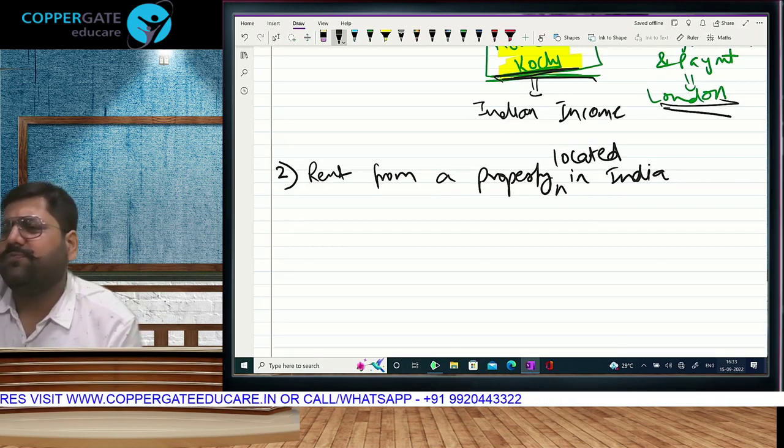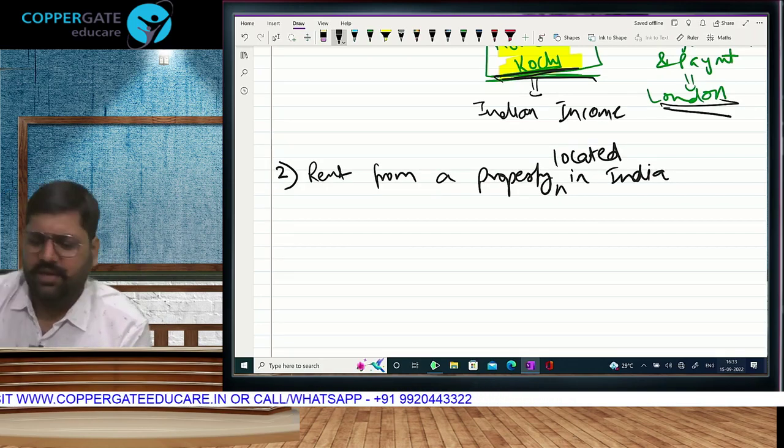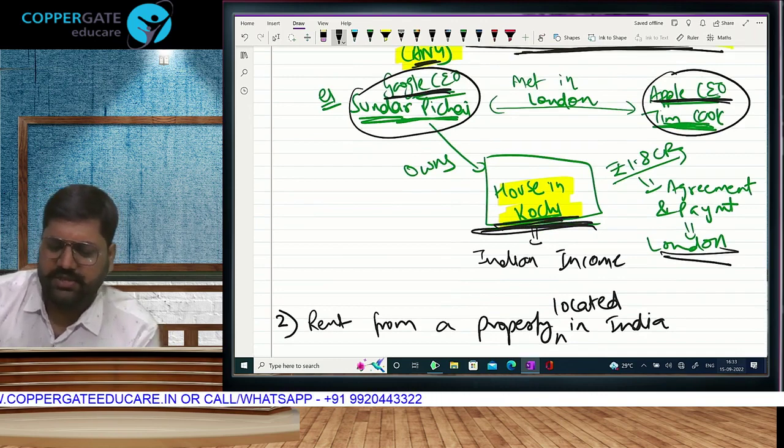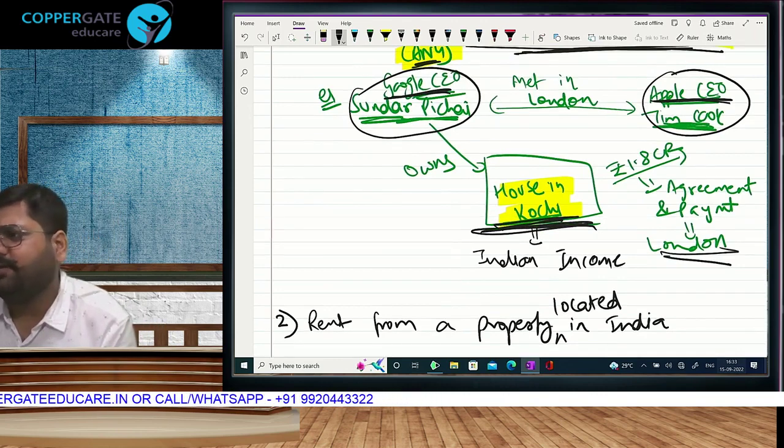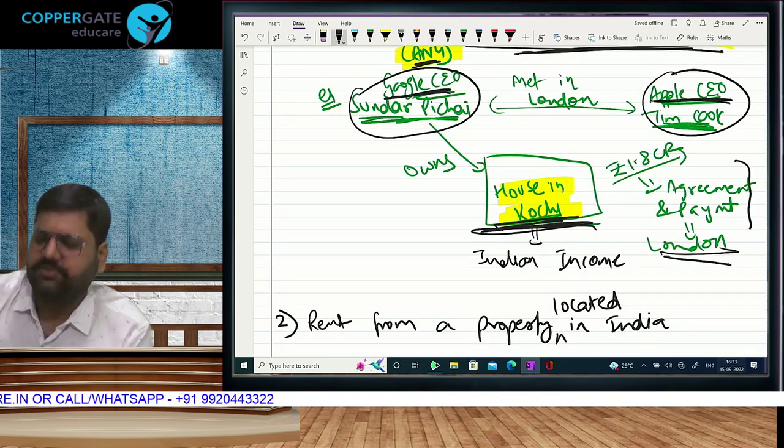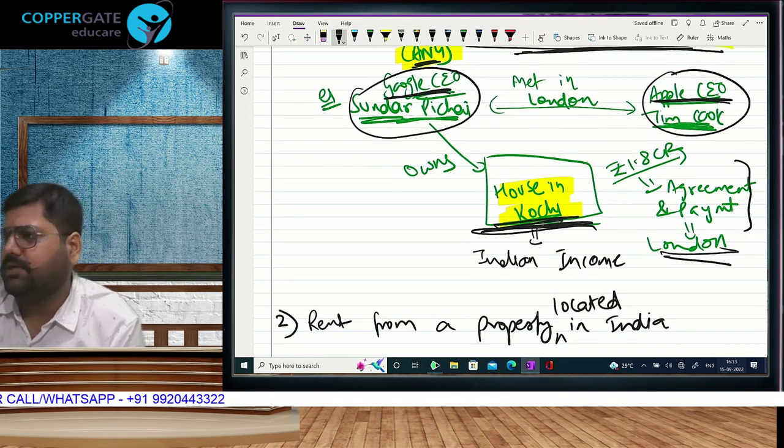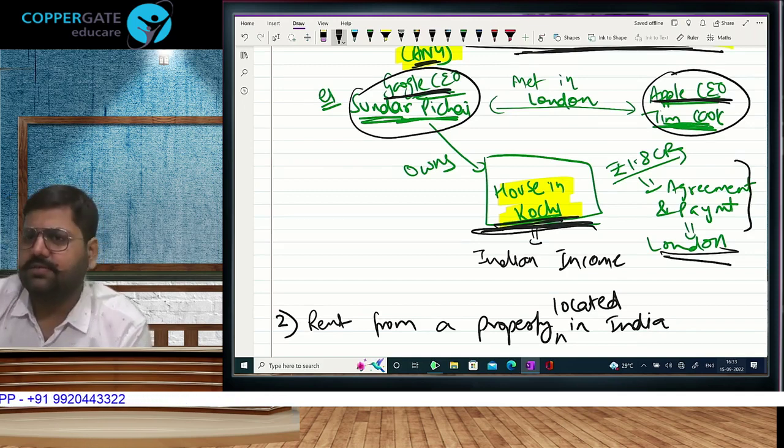If you have understood the first case, then you have understood the second case. If in this agreement Sundar says, Kochi, I don't want to sell, and Tim says, I don't want to buy, Sundar gives it on rent to Tim. Everything else is done outside: the agreement outside, payment outside, everything outside. Where is the property located? That means it will be treated as Indian income.